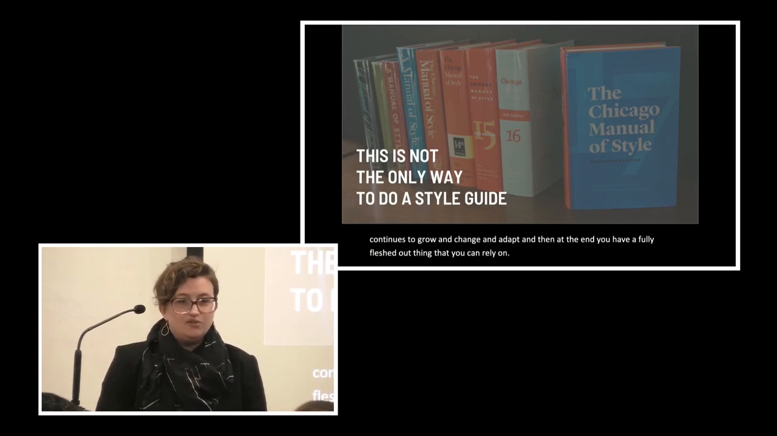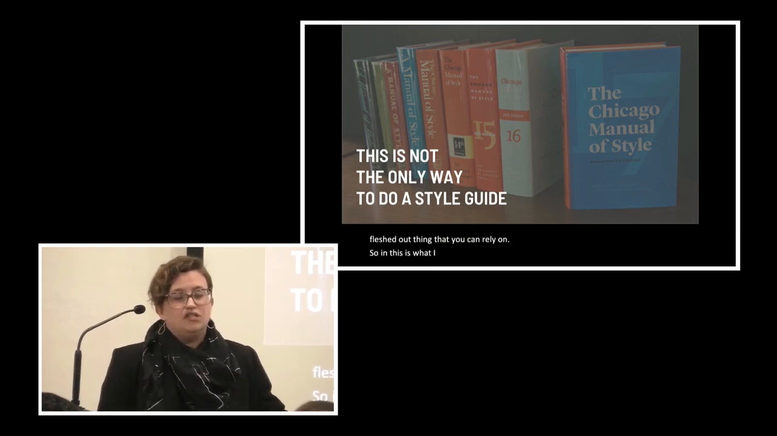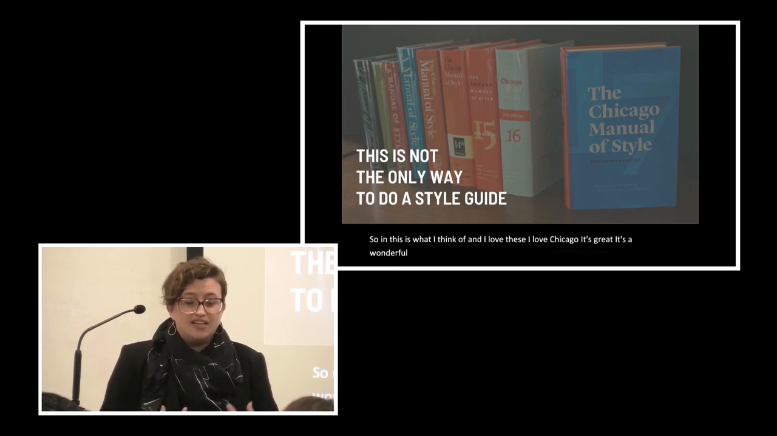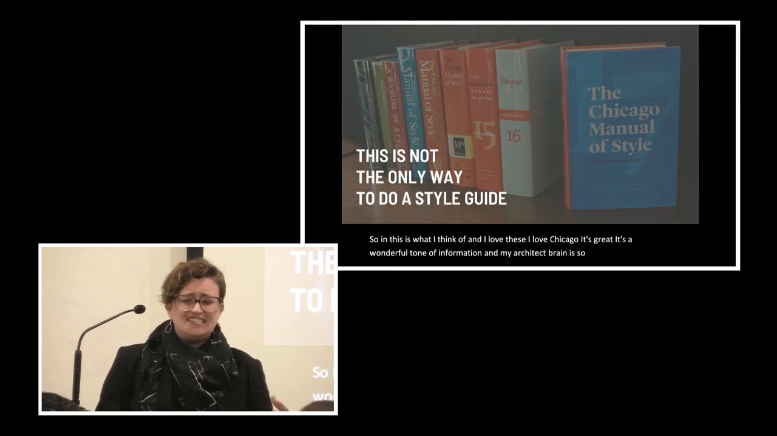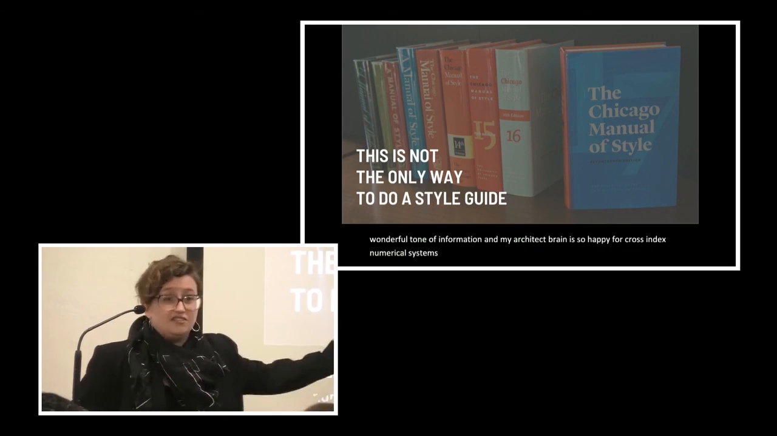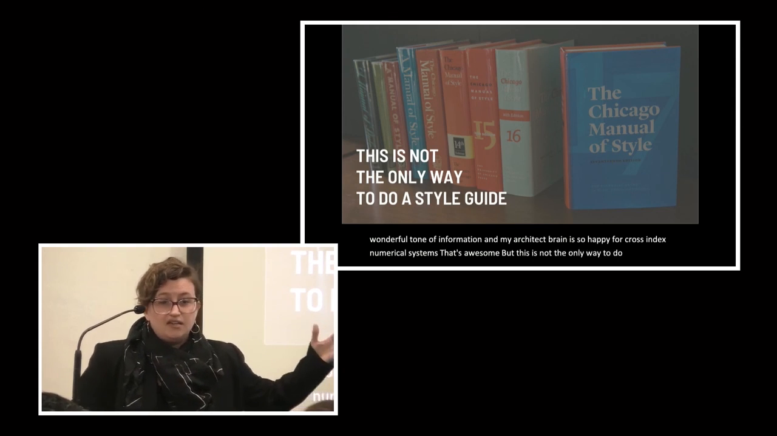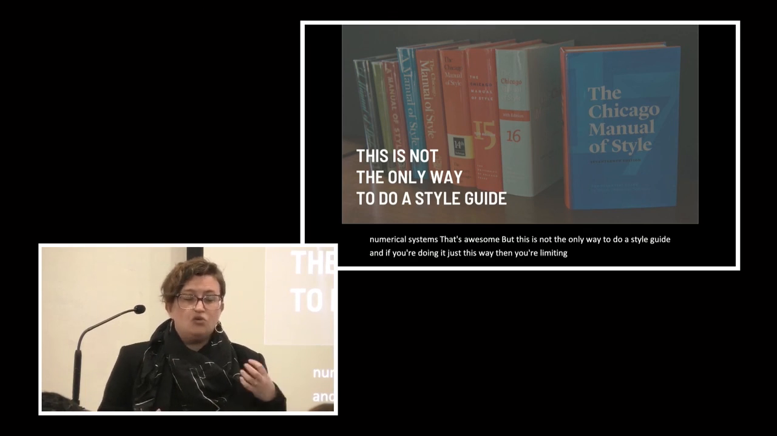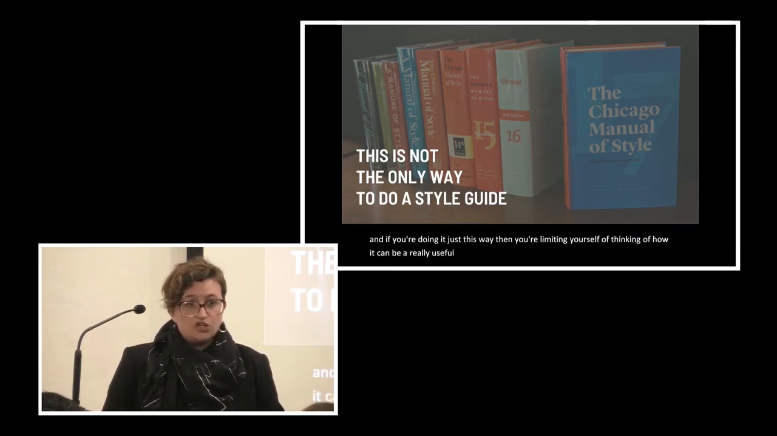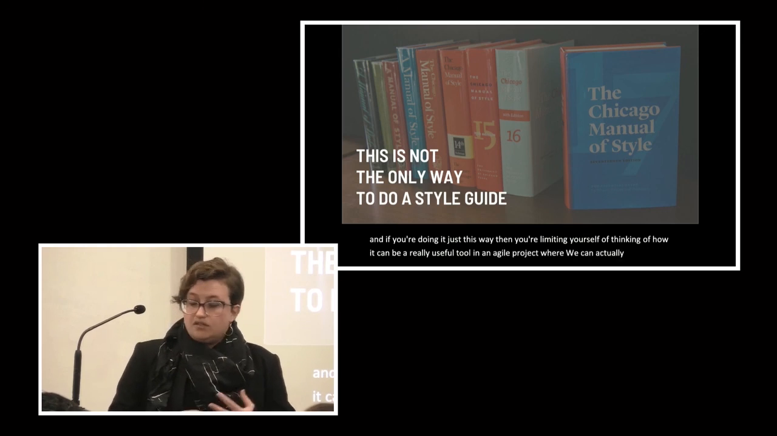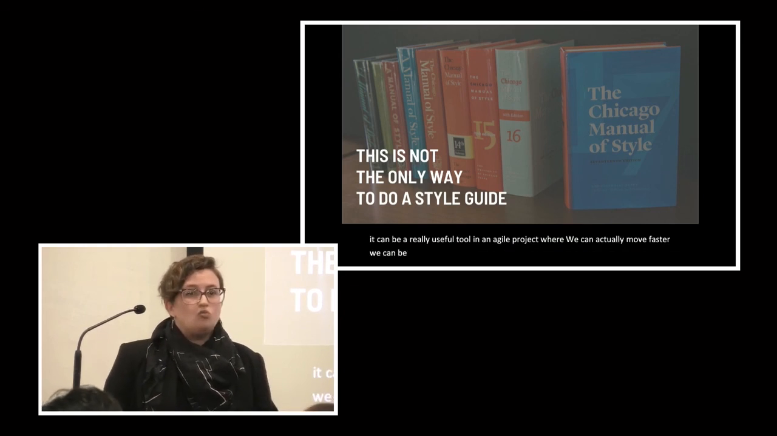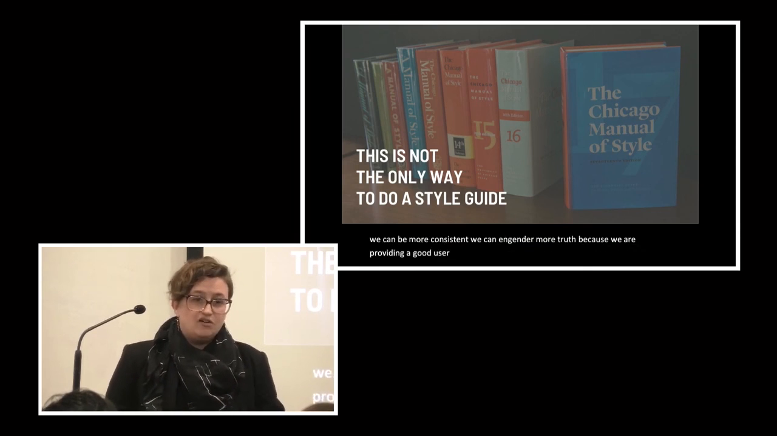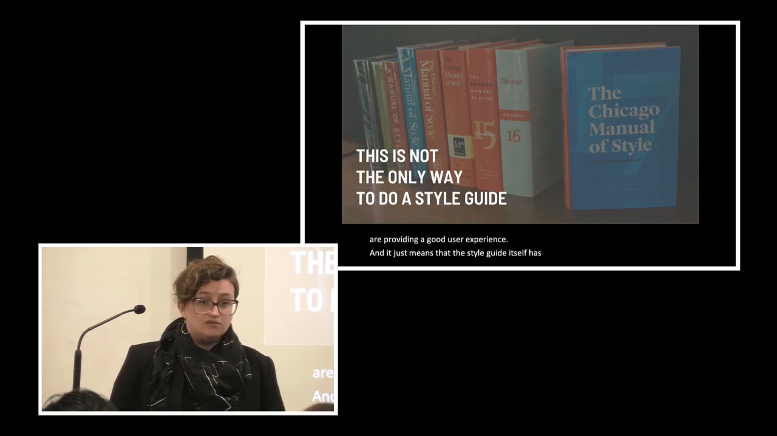So this is what I think of, and I love these. I love Chicago. It's great. It's a wonderful tome of information, and my architect brain is so happy for cross-index numerical systems. It's awesome. But this is not the only way to do a style guide. And if you're doing it just this way, then you're limiting yourself in thinking of how it can be a really useful tool in an Agile project where we can actually move faster. We can be more consistent, we can engender more trust because we are providing a good user experience. And it just means that the style guide itself has to be Agile as well as the project.